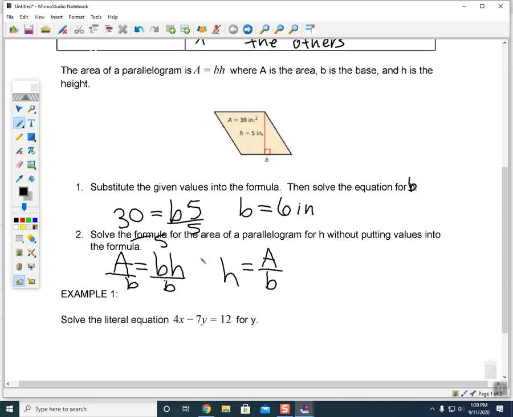Now I'm going to stop here. This is what it was asking me for. It's my formula in terms of h. I'm looking for h.